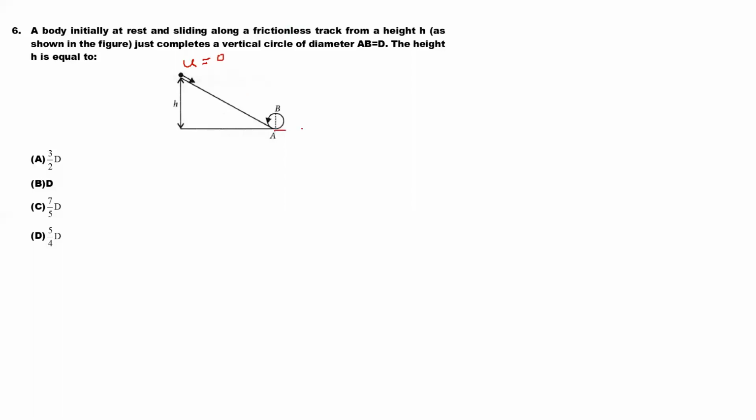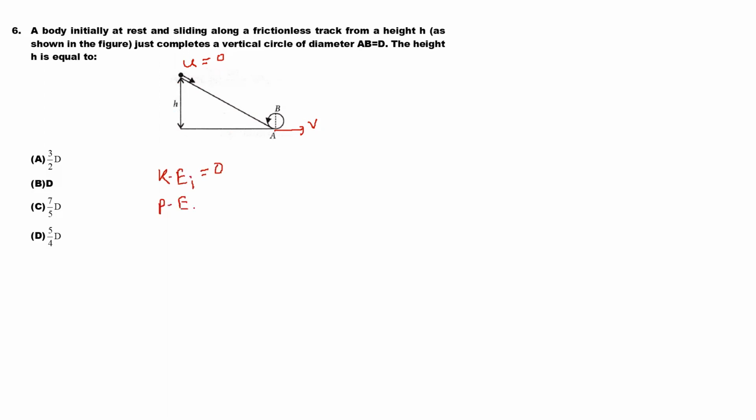And here let the speed of the body at the bottom be v. Friction is absent, it is frictionless, students. So total energy will remain constant. Total energy means, students, kinetic energy plus potential energy. Here there is no kinetic energy because initially it was at rest. So initial kinetic energy is equal to 0.